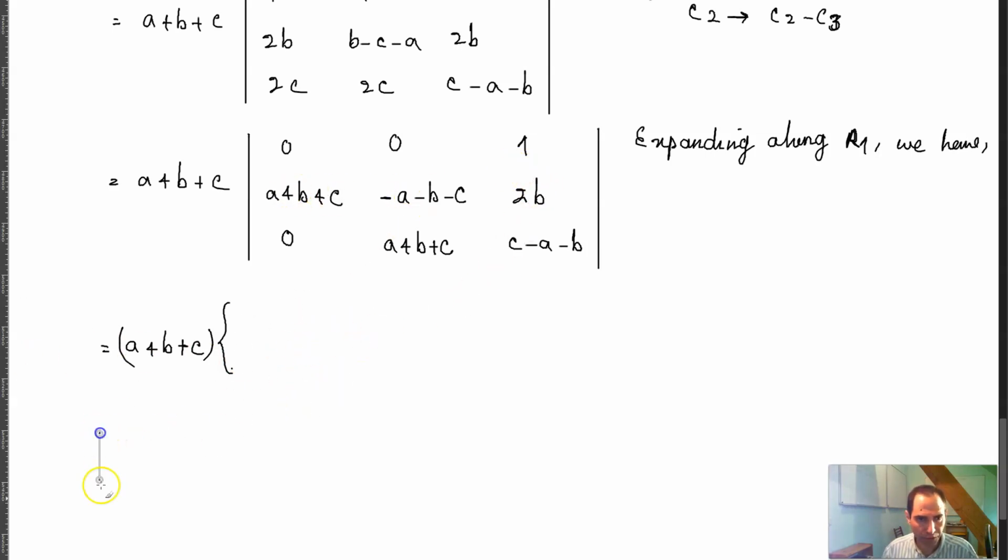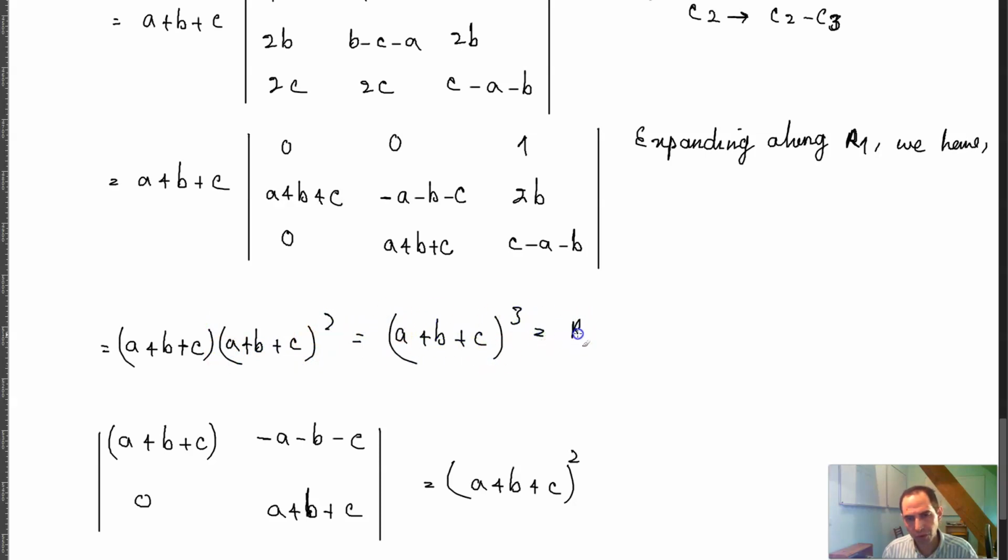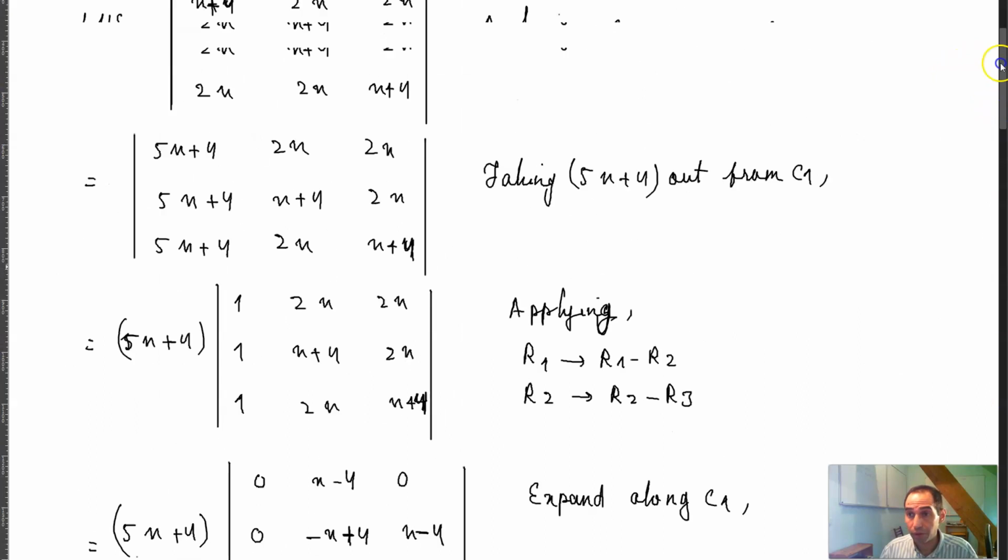And then you have this determinant, which is A plus B plus C, negative A, negative B, negative C, 0, A plus B plus C. And then, of course, you would get, this is 0. If you multiply, you'll get A plus B plus C whole squared. Multiply it by this thing over here, you'll get A plus B plus C whole cube, which is equal to your RHS, right? So that was question number 11, part 1.